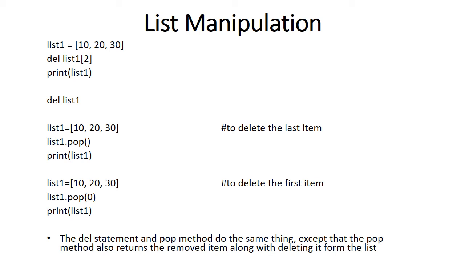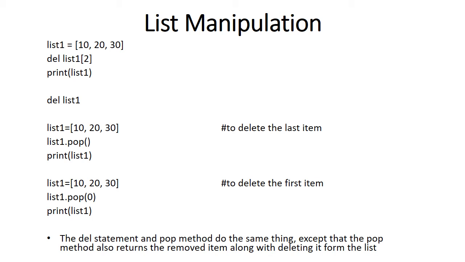Next example, delete list 1. The entire list 1 will be deleted. Now the third example, list 1 is equal to 10, 20, 30. List 1 dot pop. Pop is used to delete the last item. So now when you print list 1, you will get the answer 10 and 20.